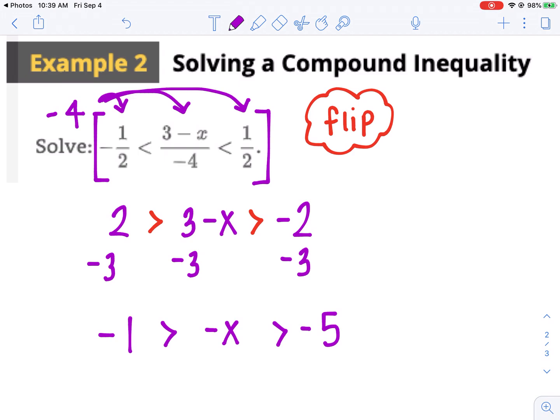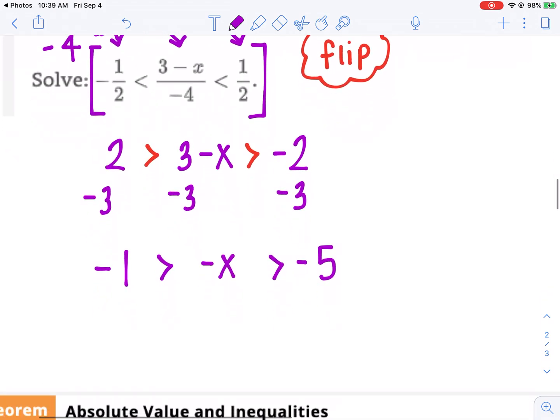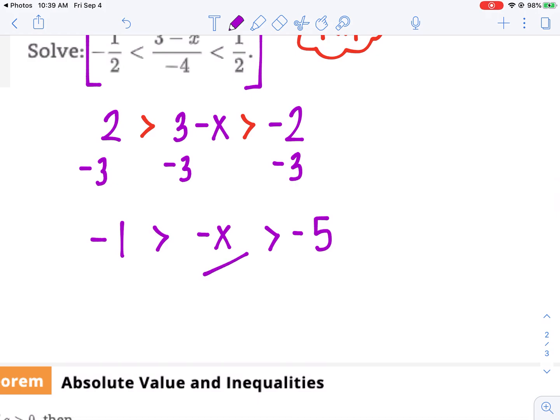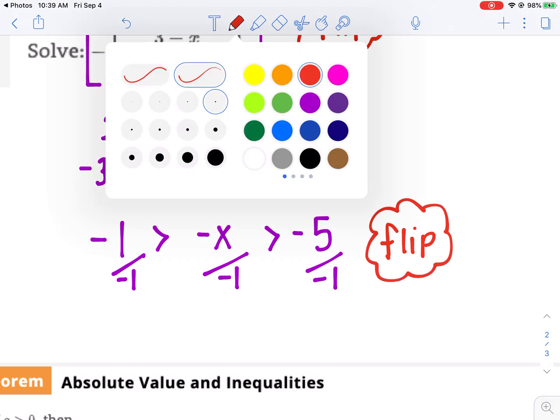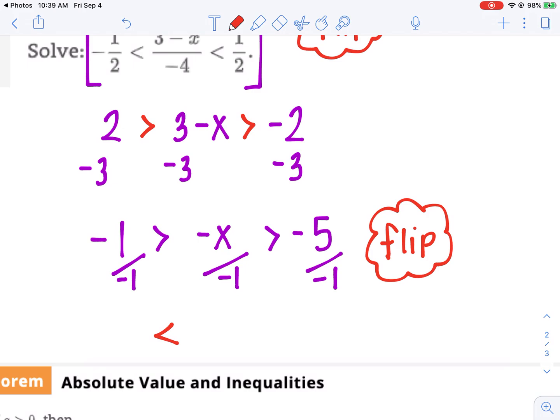I don't want what -x is. I want x. So I need to divide everything by -1. Notice I'm dividing everything by -1, and I'm dividing by a negative. So flip. Write it down. I promise if you write it down, you will not forget. The signs flip. You now have 1 is less than x, which is less than 5.